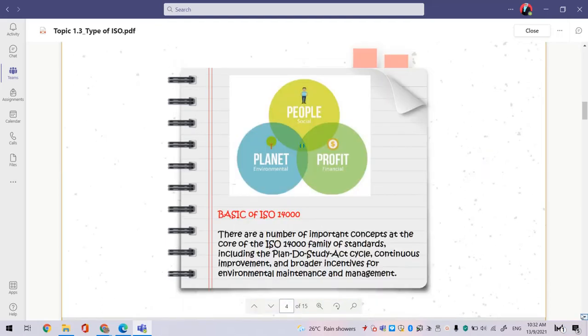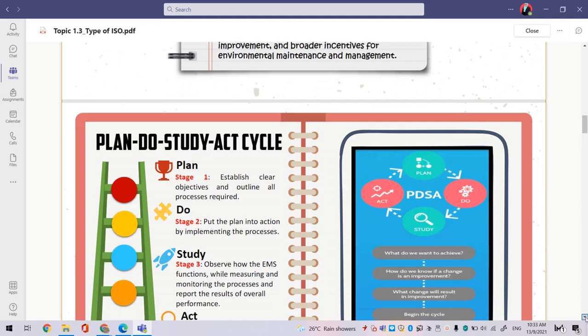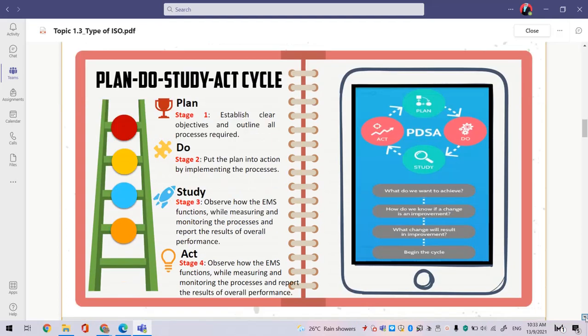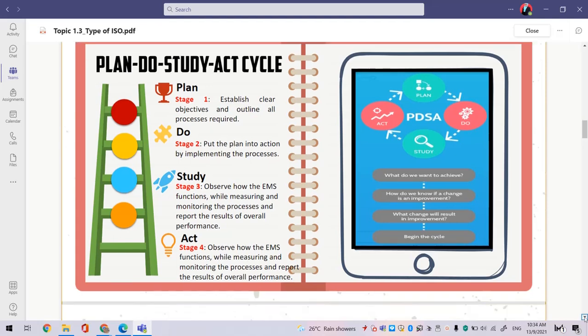What is the basis of ISO 14000? There are three basic things in ISO 14000, which are planet, profit, and finally people, which we categorize as the social part. And ISO 14000 involves the PDSA cycle, or we call it plan, do, study, and act.